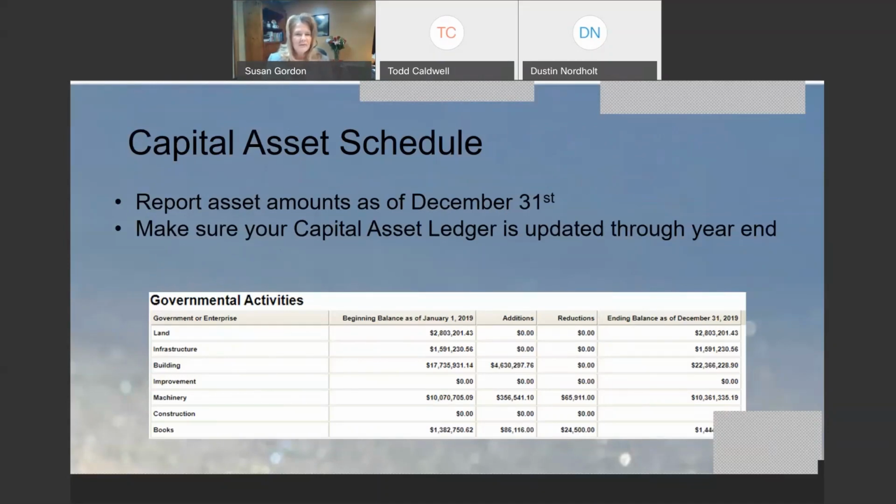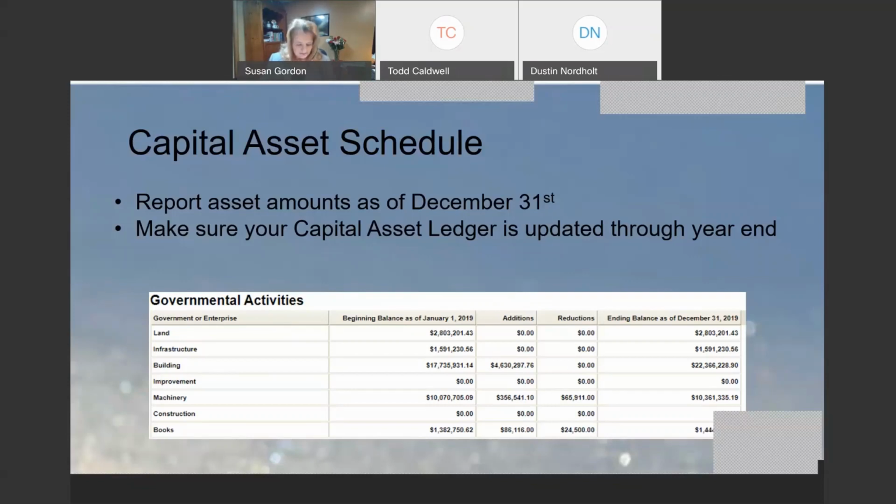So on the capital assets schedule, you're going to report your asset amounts as of December 31st, and you want to make sure your capital asset ledger is updated through year end. You will break out your capital assets by activity, so you'll have your governmental activities assets, and then if you have a utility, you would have your utility assets listed separately in a separate section. The beginning balance does roll over from the prior year, and then you're going to need to put in additions and reductions to arrive at your ending balance.